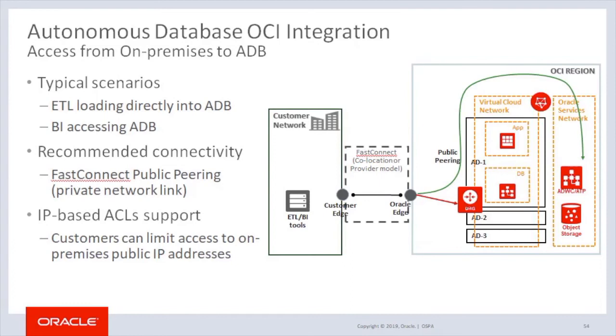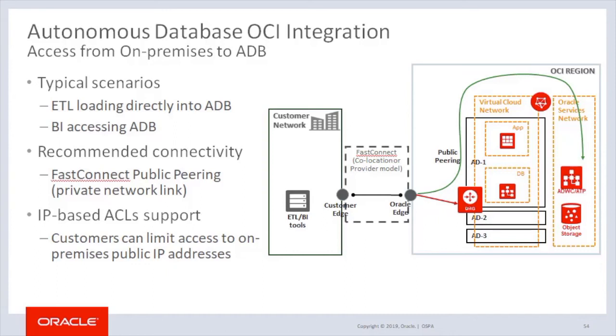As with other Oracle Cloud services, one of the design objectives of the Oracle Autonomous Database is the ability to connect on-premises databases and applications to autonomous databases. Typical scenarios include extract, transform, and load directly into ADB and business intelligence applications accessing ADB. These applications access ADB directly to perform analytics and visualization of data in the database.